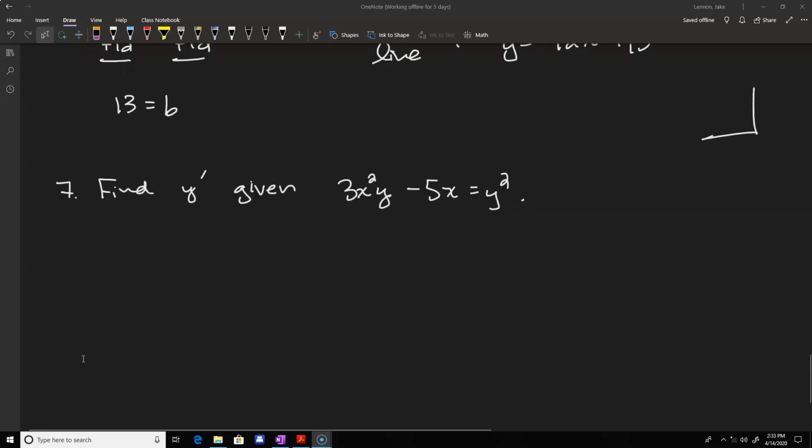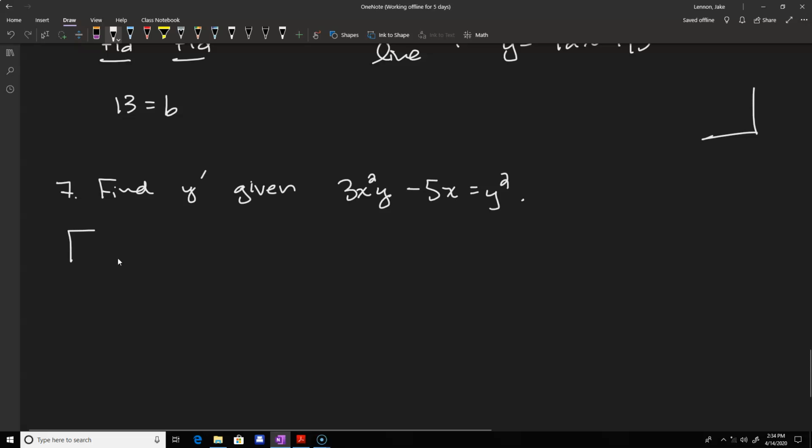Okay, so for this first implicit problem, again, we're thinking of y implicitly as another function. So whenever you take the derivative of something involving y, we also need to multiply by y prime as part of the chain rule, thinking of it as a function itself. So what we want to do here is, it's pretty easy to take the derivative of minus 5x and y squared, but the 3x squared y, we have two different variables being multiplied together, so we need to use the product rule on that term.